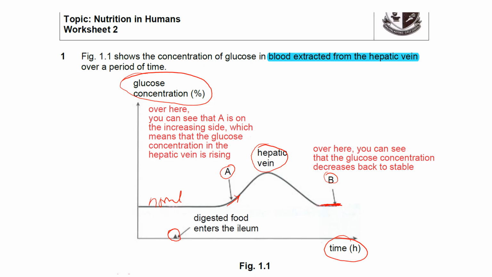Basically, this graph shows the changes in glucose concentration in the hepatic vein. At point A, which I have described in words, the glucose concentration in the hepatic vein is going up. At point B, the glucose concentration has gone down and is back to normal. So what does this all actually mean?